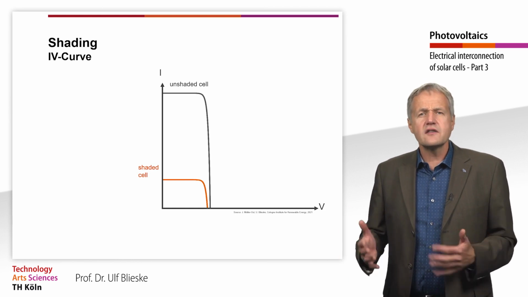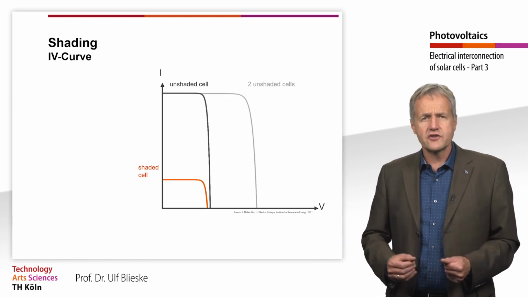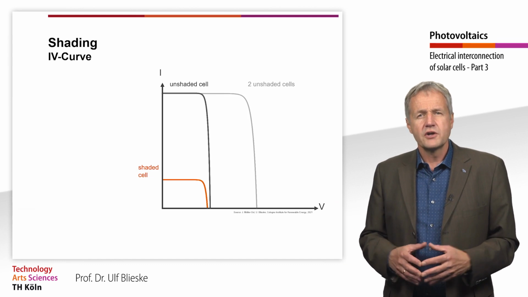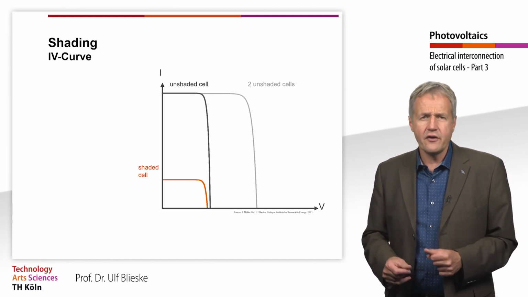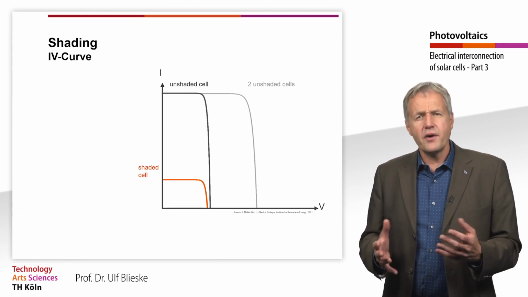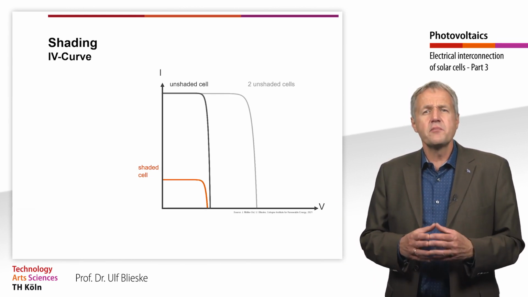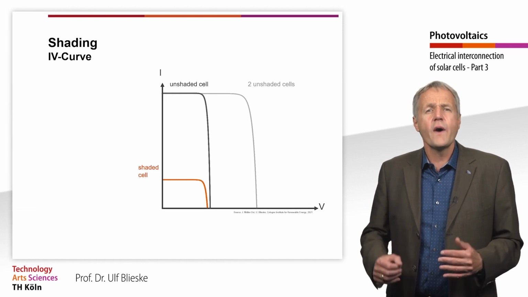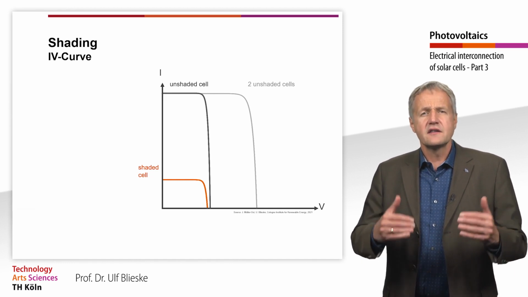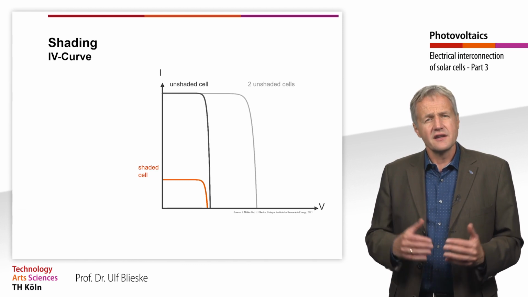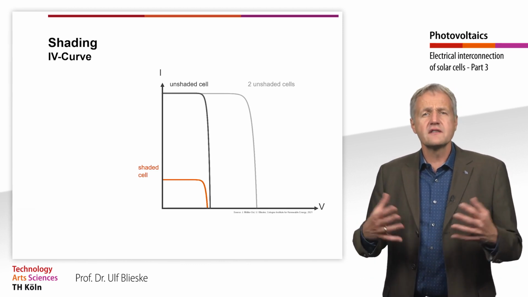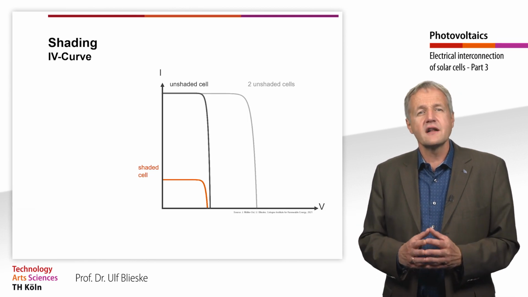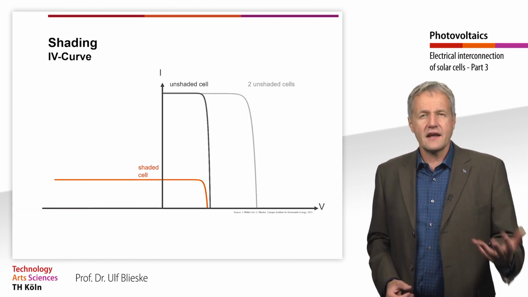The other 2 cells continue to produce the full short circuit current, which now flows into the shaded cell. However, the shaded cell cannot pass it on completely and blocks current flow when the current is higher than its own short circuit current. In this case, it switches to reverse bias mode and is now operated by the remaining solar cells as a consumer in the second quadrant.